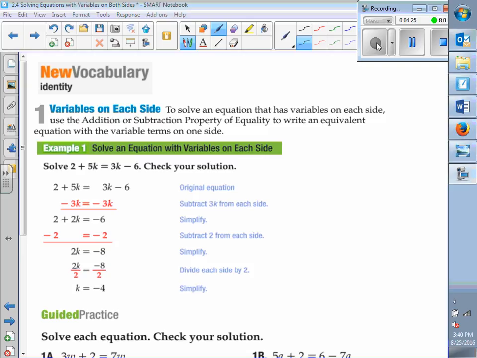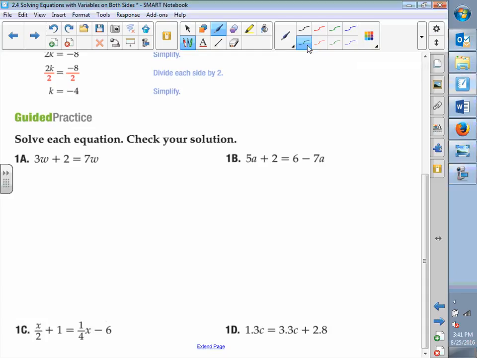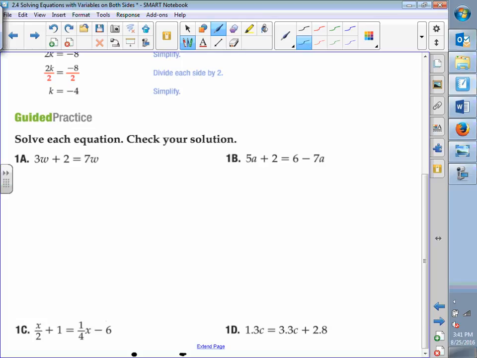Okay? So, let's do one together. All right. So, for the first example, we have 3w plus 2 is equal to 7w. Okay? We want to first get our variables together. So, since we have the 3w on the left side and the 7w on the right side, we're going to move that 3w to the right side. What kind of 3w is that? Positive or negative? Positive. So how do I get it to the other side? Subtract. Very good.